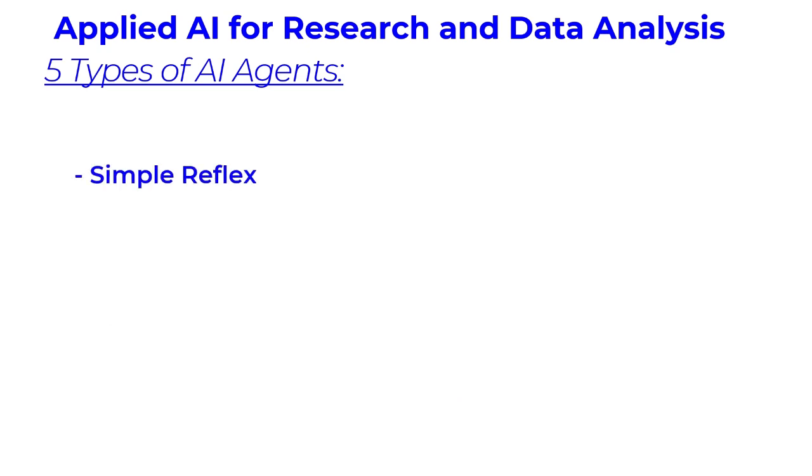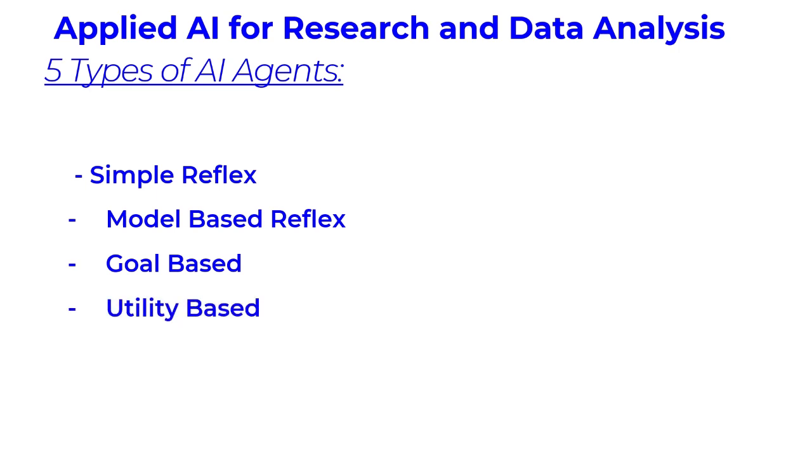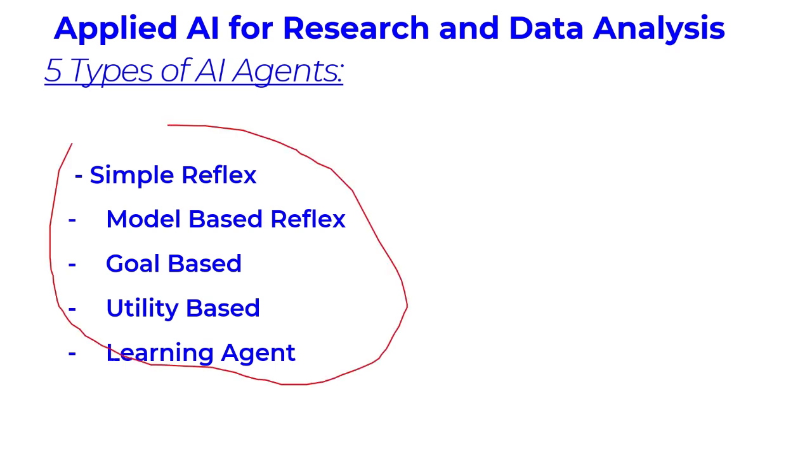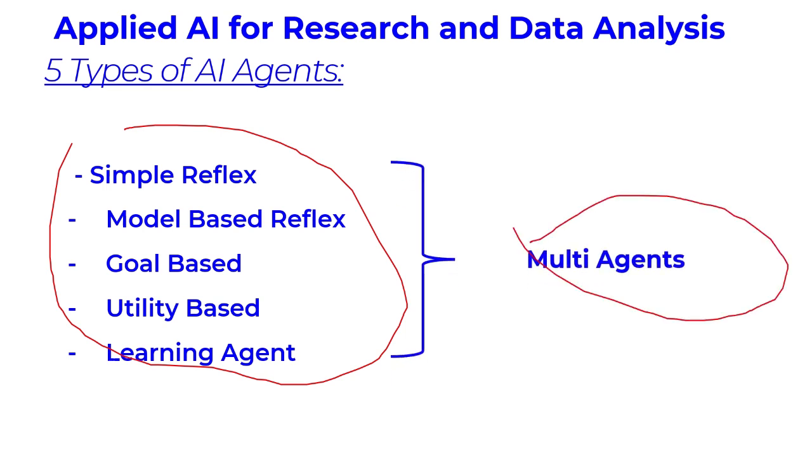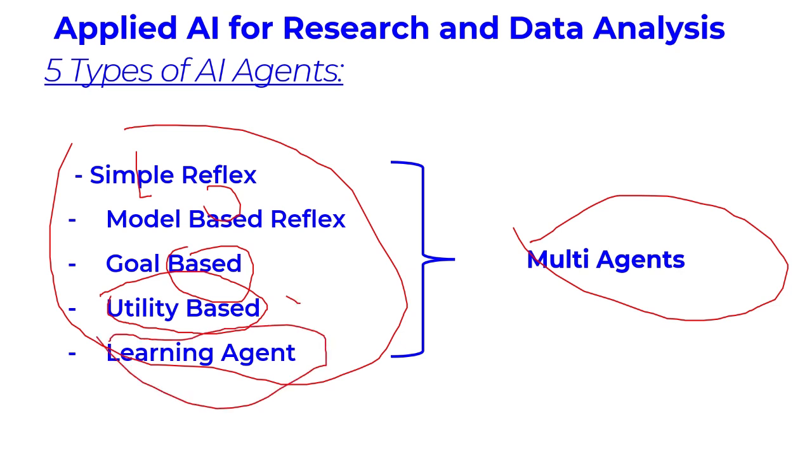We have simple reflex agents, model-based reflex agents, goal-based agents, utility-based agents, and learning agents. Now, you may not want to concern yourself with all this for now, okay? Because the agent we're going to be using is what we call multi-agent. That is, it has all these capabilities. It's able to react, it's able to remember, it's able to work based on your goal, it's able to use the most efficient method to achieve your goal, and it learns, because when it learns, it gets better over time. So that is how powerful this AI agent can be.